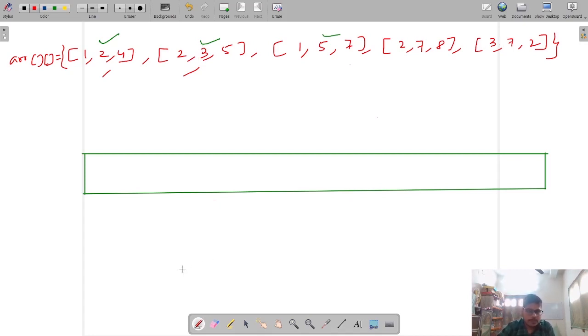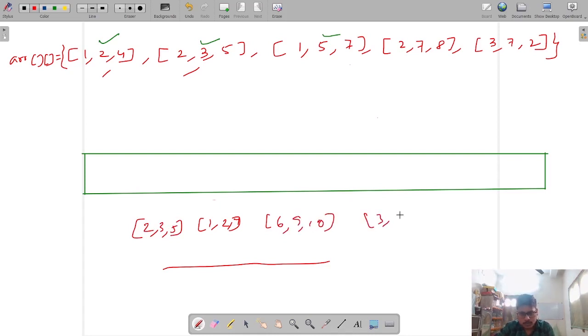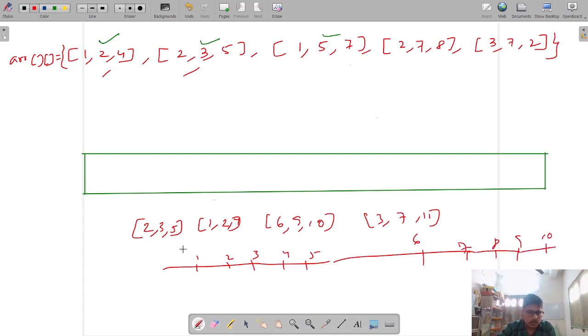All right. So what I mean to say is, suppose there are intervals like 2 to 3, 5, 1 to 2, 4, then 6 to 9, 10, then 3 to 7, 11. So are you seeing that 2 to 3, 1 2 3 4 5, and 6 7 8 9 10. So 2 to 3 is this one and 1 2 is this one. So it's actually coming in second position, this one is in first position.